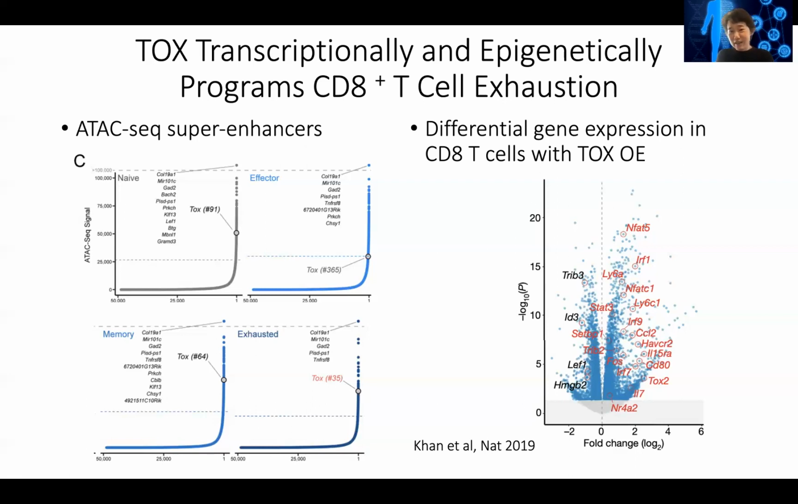And turns out this is a transcription factor that they discovered as a very important regulator for T cell exhaustion. And so this is from John Wherry's group, when they tried to overexpress this TOX transcription factor, and they looked at the differential genes in the CD8 T cells. They see a lot of other T cell dysfunctional markers: PD-1, TIM3, also other markers for T cell exhaustion.